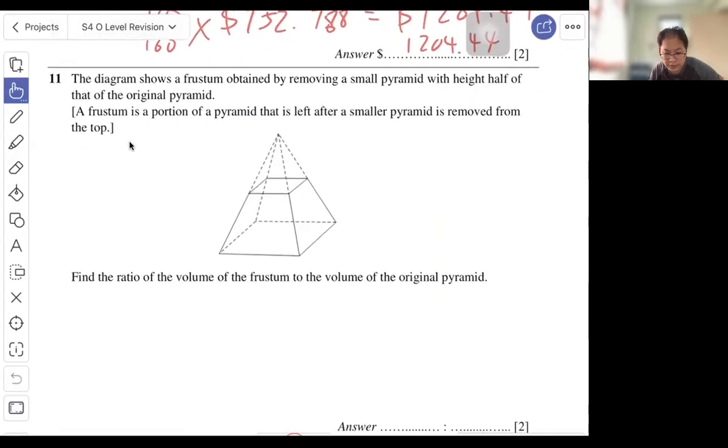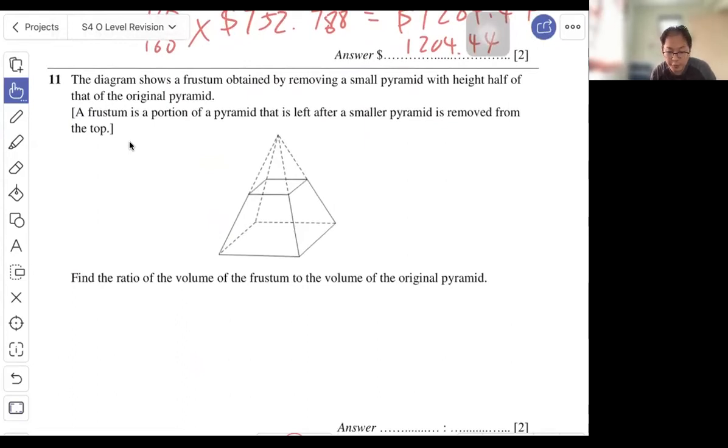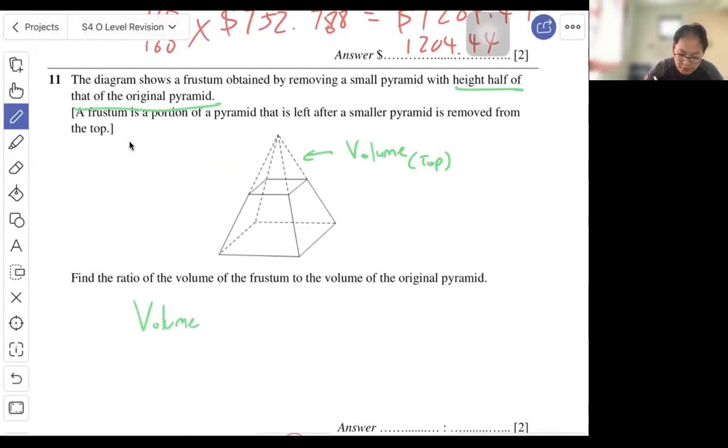Question 11. The diagram shows a cone removed by removing a small pyramid, which is half of that of the original pyramid. Find the ratio of the volume of the cone to the volume of the original pyramid. Let this be the volume on top. Volume on top equals half of the volume of the original, so remember the ratio is half to one.